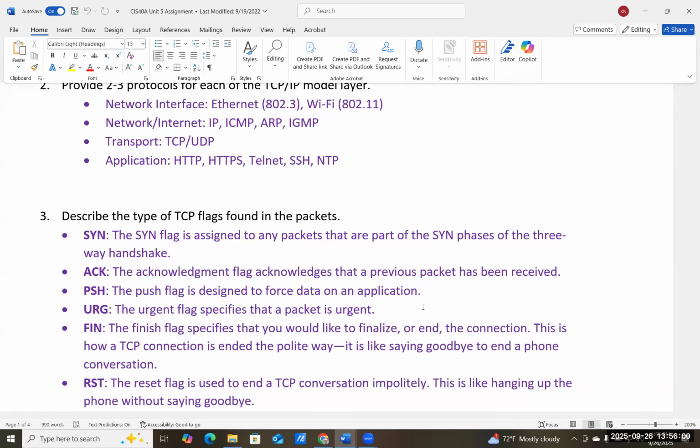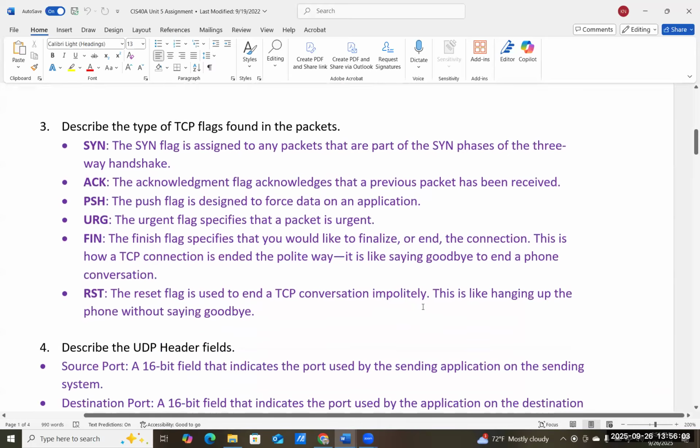Okay, so your RST is a reset flag, which would be used if the conversation has some kind of error, right? It's like hanging up the phone without saying goodbye, where it terminates early. The way they use reset is so that it can regenerate. And if you ever learn low-level programming, a lot of these flags are actually used, relevant to how you program the processor to see them. All of these network devices ultimately have processors to see these flags. Okay.